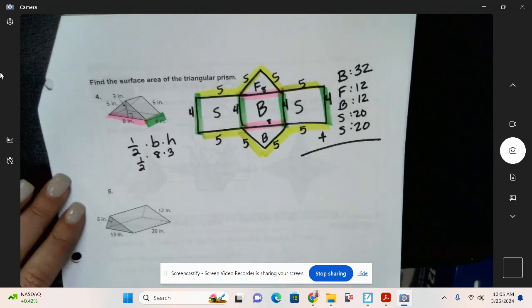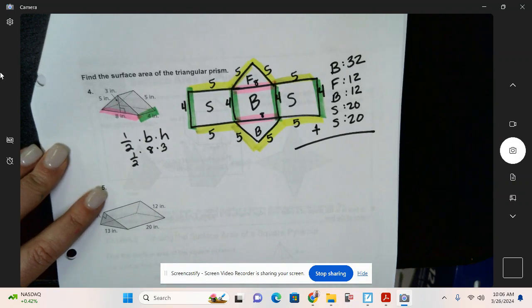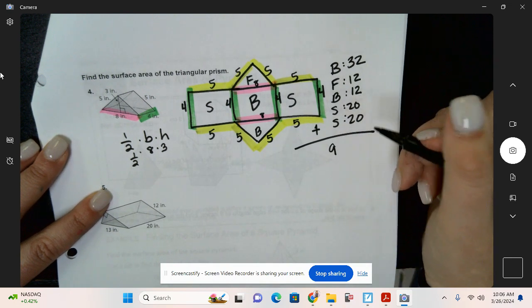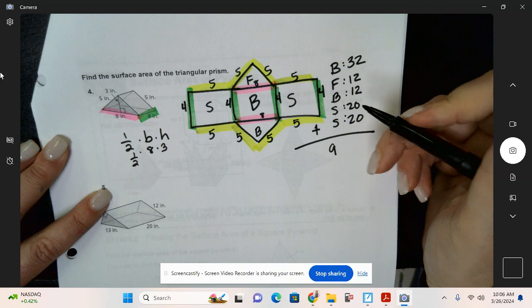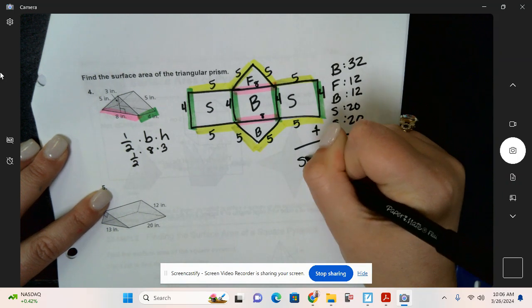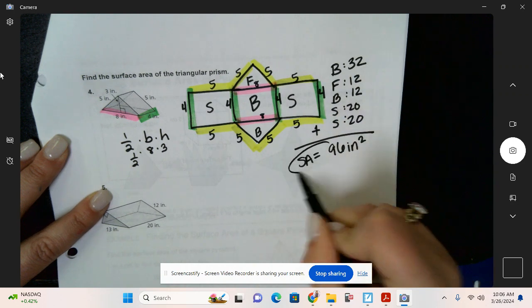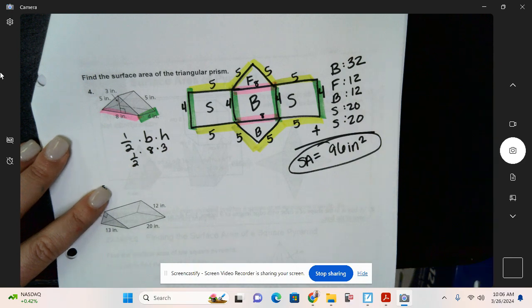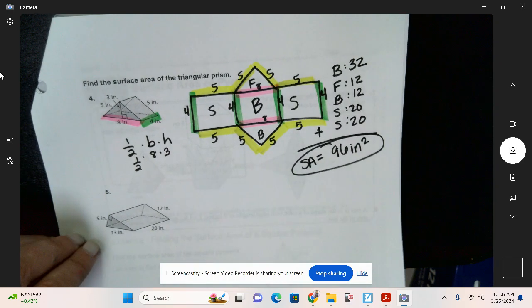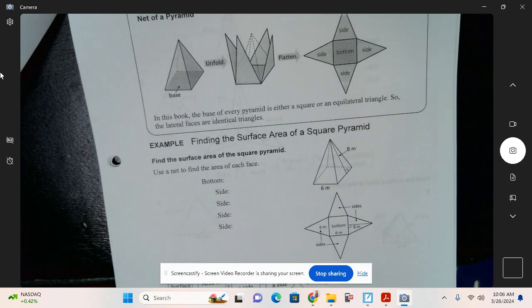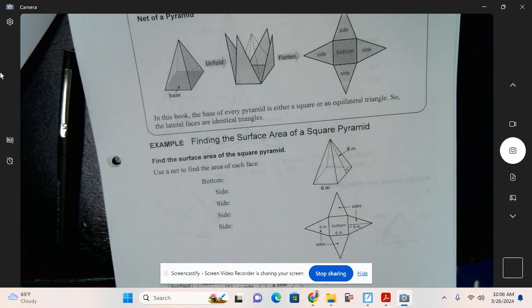I add them all up. 96 inches squared. What'd you get? 96 inches squared. I got 88 inches squared. What? Yeah, 90. All right. Tomorrow we'll have to look at ones with that, and we're going to look at pyramids. Okay?